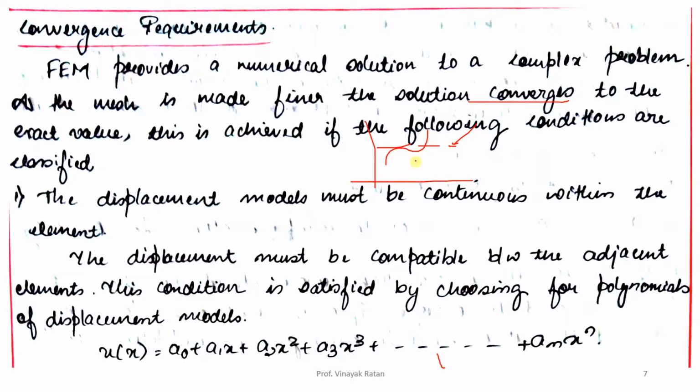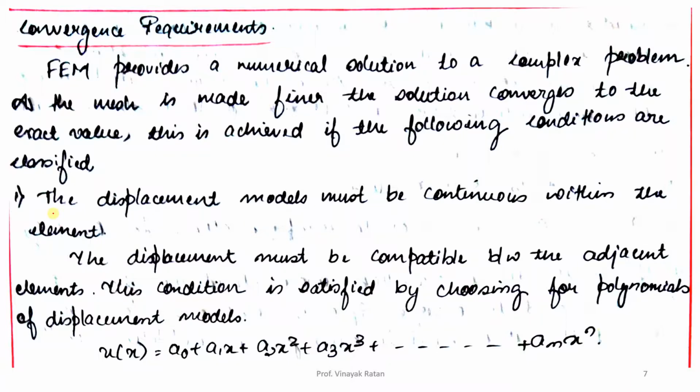If you go on increasing the order of the polynomial, in the same way, if you go on increasing the number of elements, it means you are increasing the order of the polynomial as well. Your solution will be closer to your exact solution. Okay, this is achieved by the following conditions.